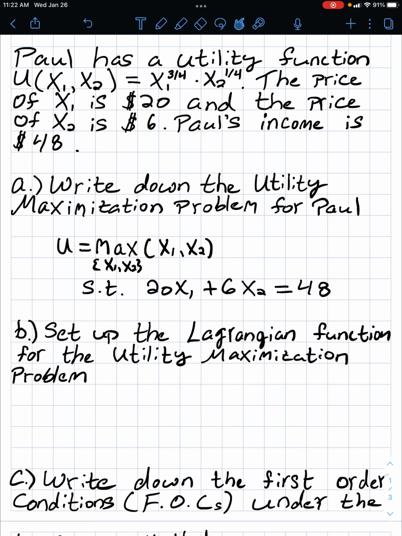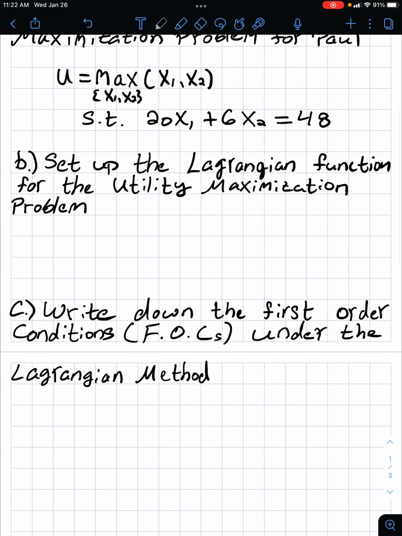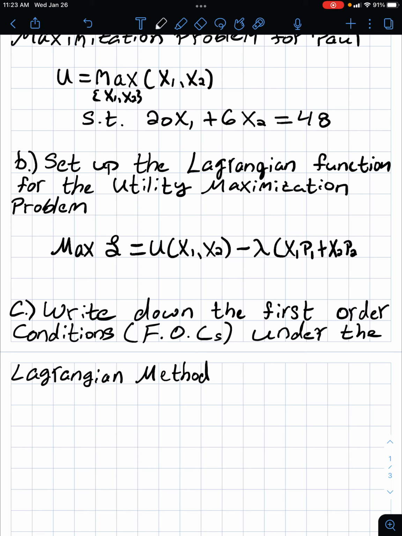Welcome back. Hopefully you were able to solve this part of the problem. Now let's solve it together. So we're going to set up the Lagrangian function for the utility maximization problem. So we are going to be maximizing with respect to L, which should be equal to the utility of x1, x2 minus lambda times (x1 p1 plus x2 p2 minus m). This is the solution for part B.